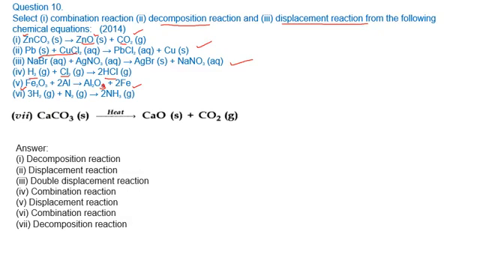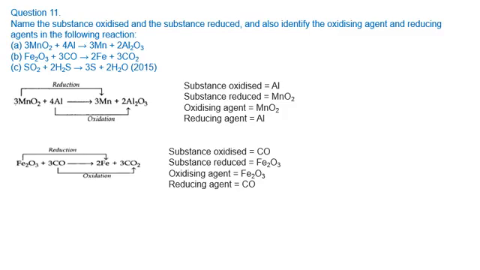Calcium carbonate, which is solid, when you heat it, gives you calcium oxide and carbon dioxide. It is a decomposition reaction, and this decomposition is due to the heat. Okay, so see the another question, children. This is the last question of this session, but a very important question.